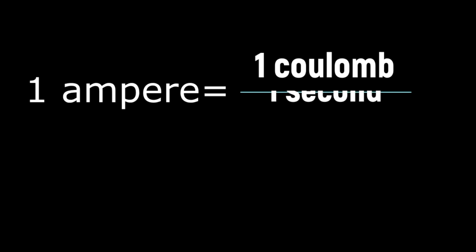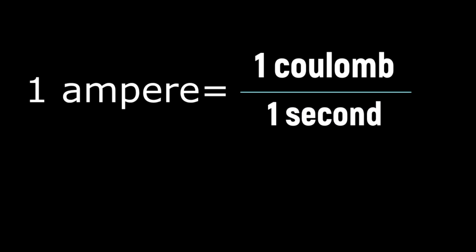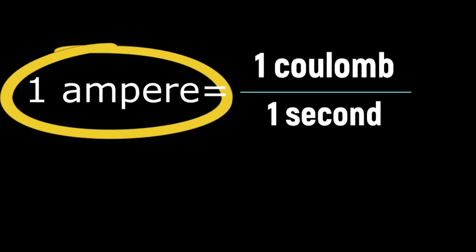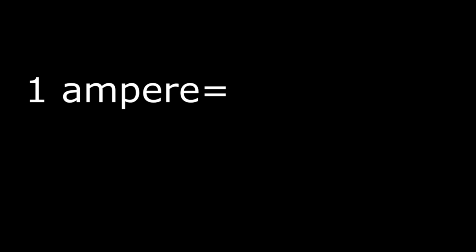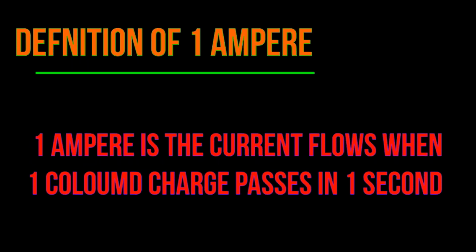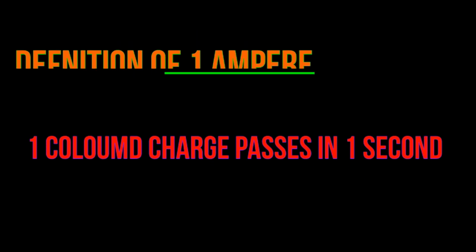Now, 1 ampere is equal to 1 coulomb by 1 second. So, if the charge is 1 coulomb and the time is 1 second, then the current will be 1 ampere. That is, 1 coulomb by 1 second is 1 ampere. So, 1 ampere can be defined as the current that flows when 1 coulomb charge passes in 1 second.